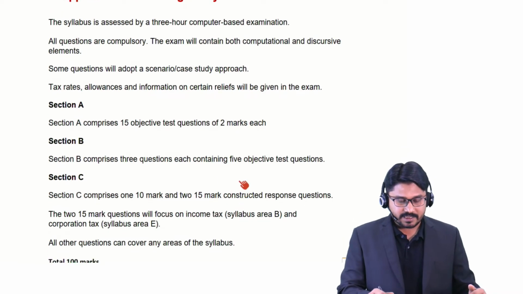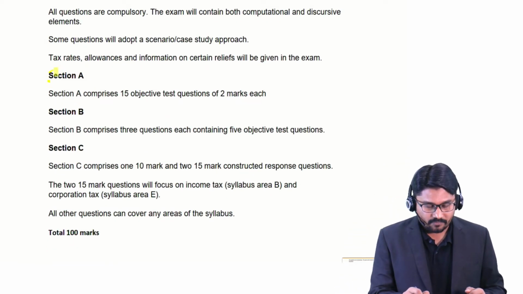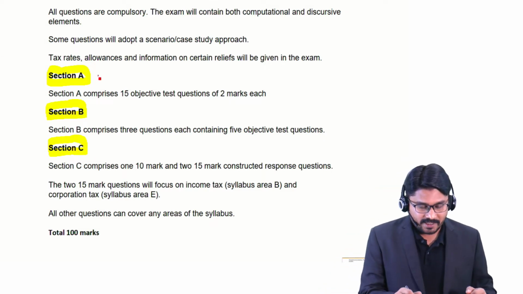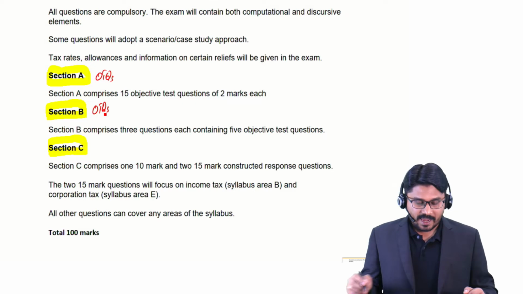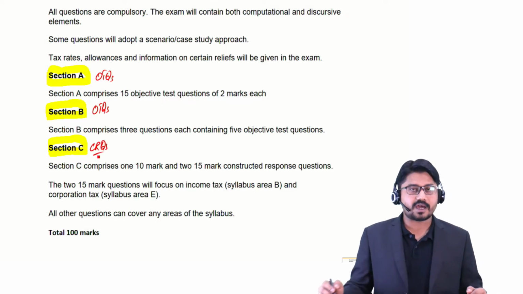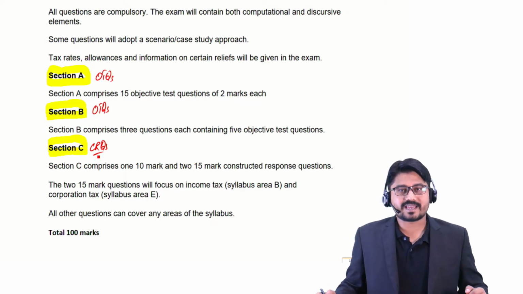Now let's talk about the paper format of taxation. It comprises 3 sections. In Section A, you will find objective test questions. In Section B, again objective test questions are there. And in Section C, constructive response questions, CRQs, are included.